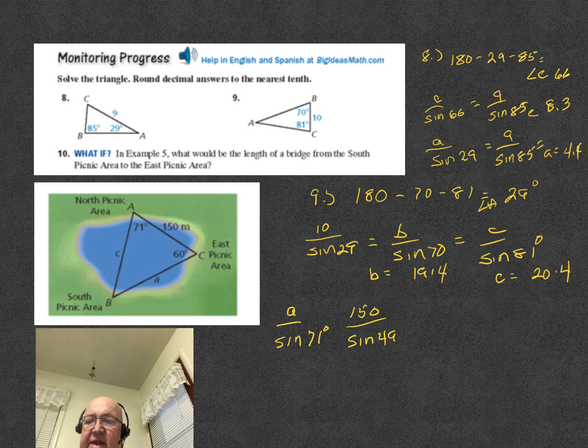Multiply 150 times sine 71 and divide by sine 49, and we're going to get about 210.2 meters. In this case we do have meters, so you do want to put that as your answer. We'll come back and look at the law of cosines in the next video to wrap up this section.